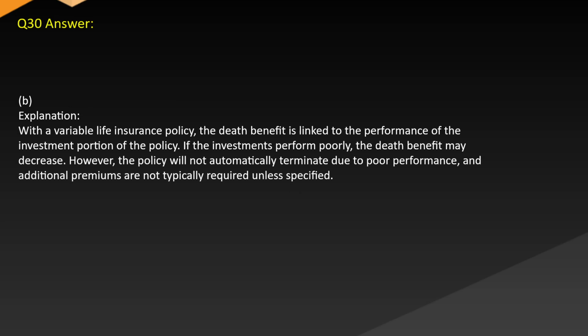Answer B. Explanation. With a variable life insurance policy, the death benefit is linked to the performance of the investment portion of the policy. If the investments perform poorly, the death benefit may decrease. However, the policy will not automatically terminate due to poor performance, and additional premiums are not typically required unless specified.